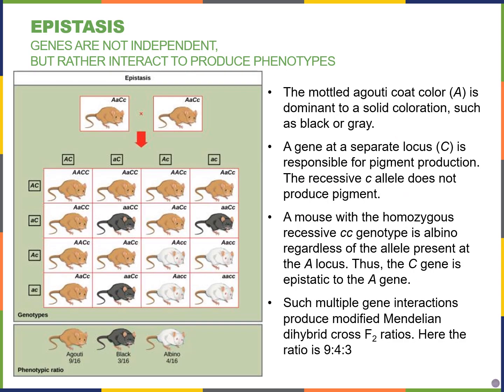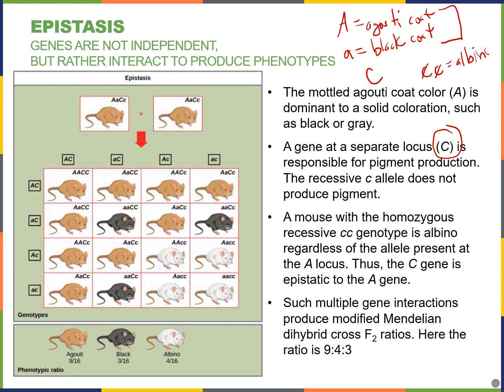Our book also provides an example of epistasis using coat color in mice. And in this case, the C allele is going to be the epistatic gene. So C will be dominant or epistatic and stand over A. So it looks like A is an agouti coat color. So A is agouti, and small a is black, and that's recessive. That's a recessive coat color. And C tells you if you have pigment. Big C has pigment, one of these pigments. Small c, there's no pigment, and that would be albino, so no coat color.